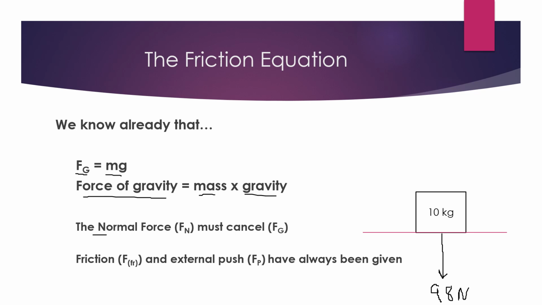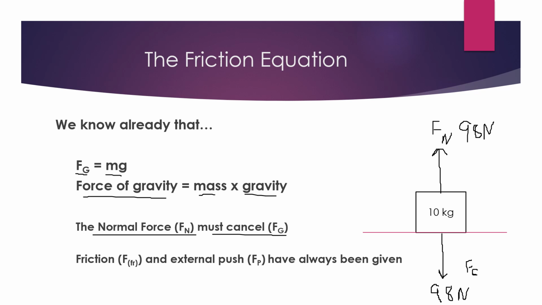We also know that the normal force must cancel the Fg. So if this is the Fg going down, this is the FN going up, and they must cancel. So if there was 98 down, there is 98 up.